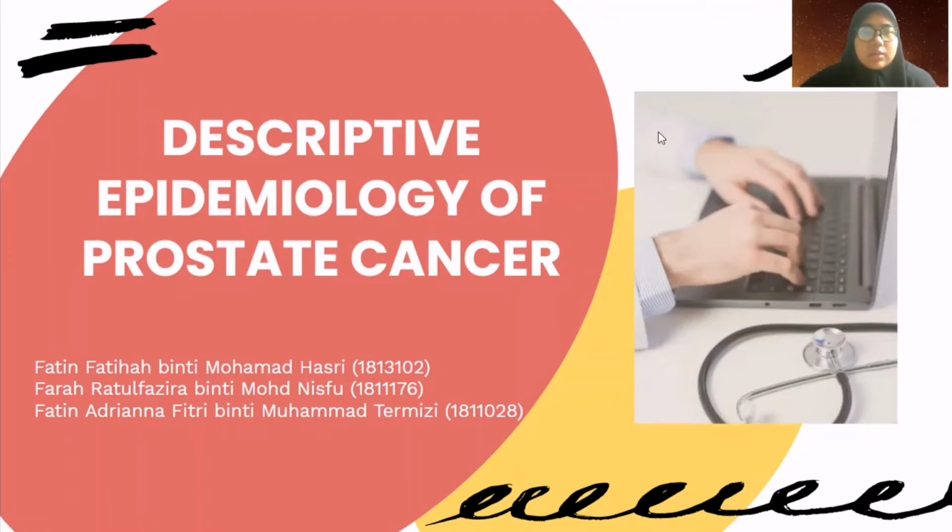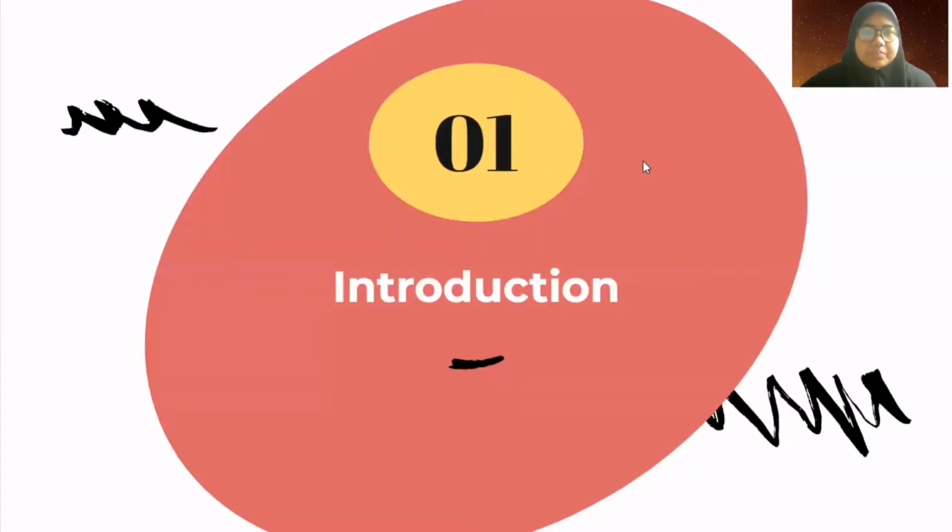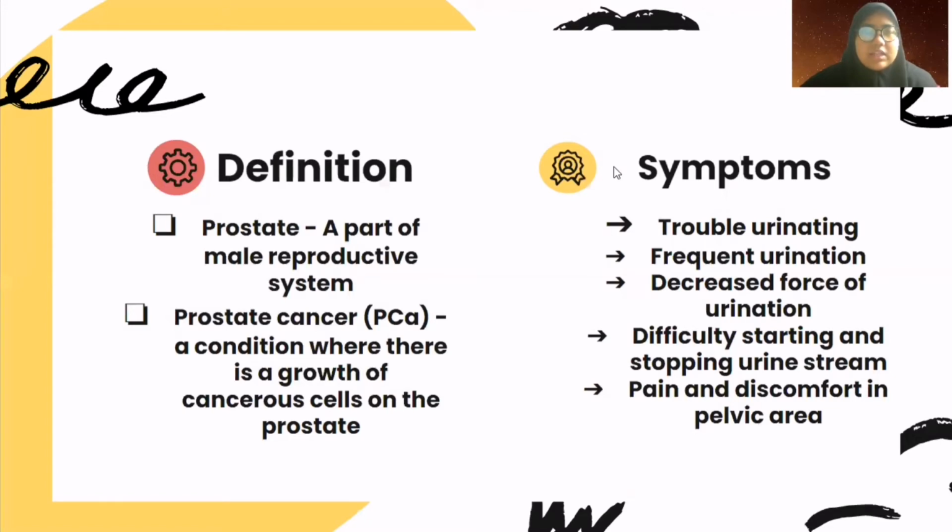We will be presenting on our presentation titled Descriptive Epidemiology of Prostate Cancer. This is our table of contents, which includes introduction, background of disease, descriptive epidemiology, and conclusion. Next, for the introduction, there are definition and symptoms.